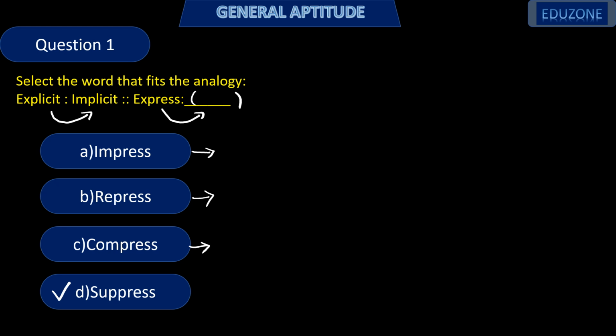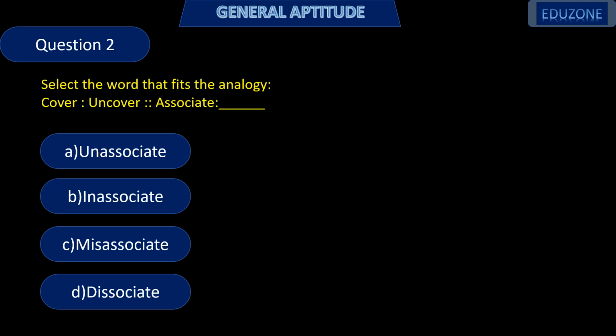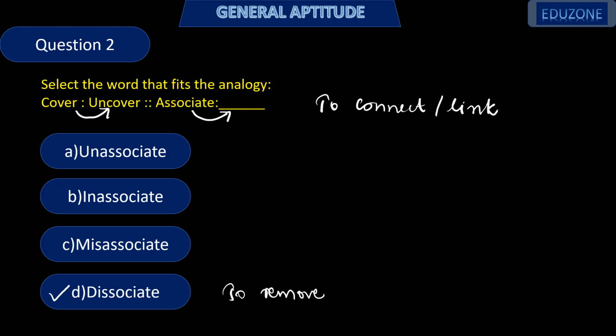So express has an opposite word, suppress. Next question, cover is to uncover, then associate is to dash. Associate means to attach, to connect or link. And the opposite word is dissociate. Dissociate means to separate or remove oneself from a connection.